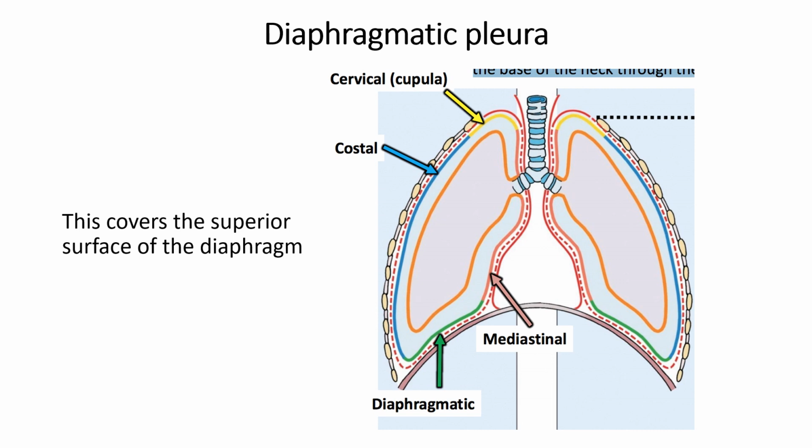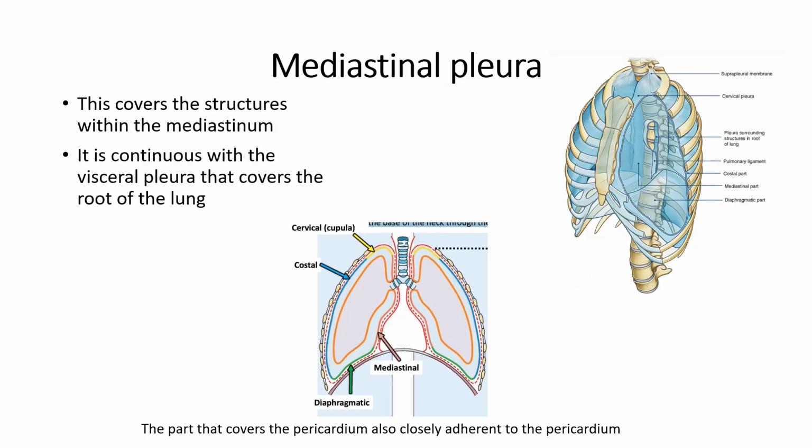The diaphragmatic pleura covers the superior surface of the dome of the diaphragm and it is very closely opposed to the diaphragm, while the mediastinal pleura covers the structures within the mediastinum from the lateral aspect. It is continuous with the visceral pleura at the hilum of the lung.